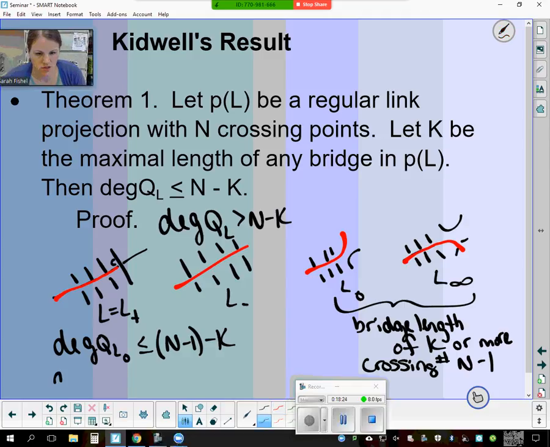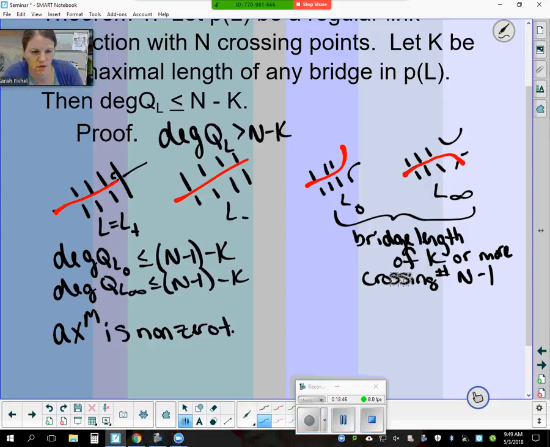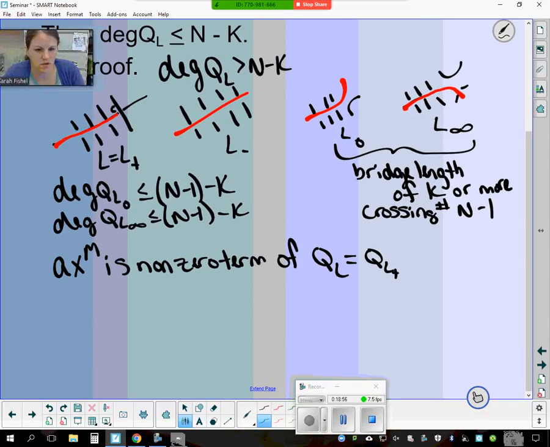And likewise, the degree of Q of L infinity has to be less than or equal to n minus 1 minus k. Okay. Now let's suppose that a x to the m is some non-zero term of q sub L, which would be the same as q of L plus. Okay, and that would be where m is greater than n minus k.